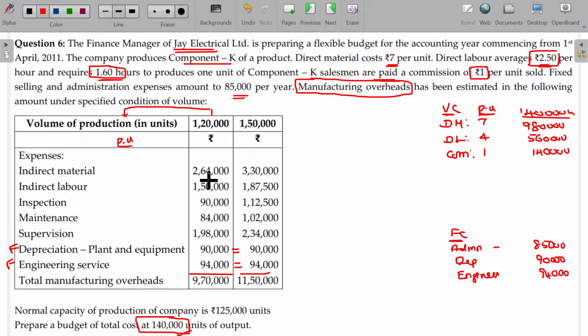Now, I have to find out the per unit value for 1,20,000. Come on. 2,64,000 for 1,20,000 units means per unit cost is 2.2. And 1,50,000 divided by 1.2, 1.25. 90 by this one, 0.75. Am I right? 90 by 1,20,000. 84 divided by 1,20,000, 0.7. 198 divided by 1,20,000, 1.65. Find out the per unit for 50,000 units.